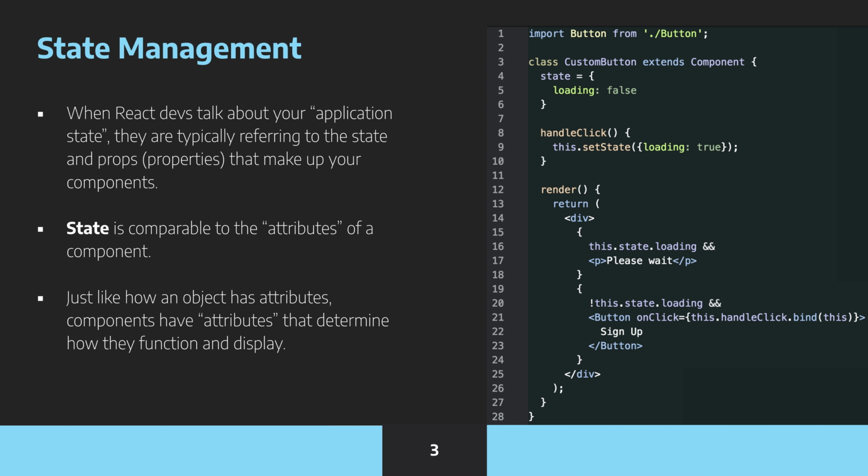So on the right-hand side, you can see that we've just got a simple component called CustomButton, and that button has some state set on line 4 where loading is set equal to false. Then in the render, you can see if this.state.loading, then display "Please wait." If the button's not loading, then display the button with the ability to click it, and if you click the button, then it sets loading equal to true. So this is just a basic example of how state is used within a component to display one thing versus something else.